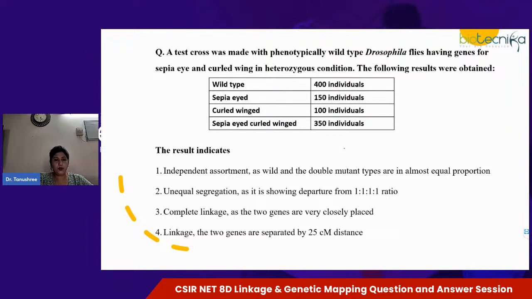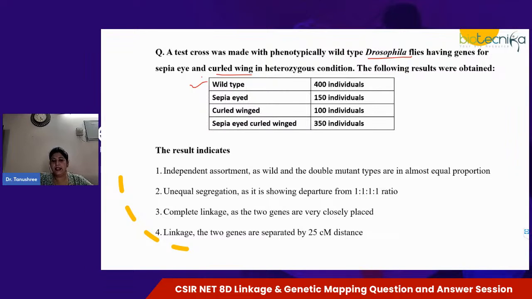So moving over to another question. Okay, thank you, Rahul, Sayanti, Suresh, for your response. Thank you, Sunshine. So moving over to another question now: a test cross was made with phenotypically wild-type Drosophila flies having genes for sepia eyes and curled wings in heterozygous condition, and the following results were obtained. So again, a table is given to you, and it is mentioned how many are wild-type, how many are sepia-eyed, how many are curled winged, and how many are sepia-eyed curled winged.